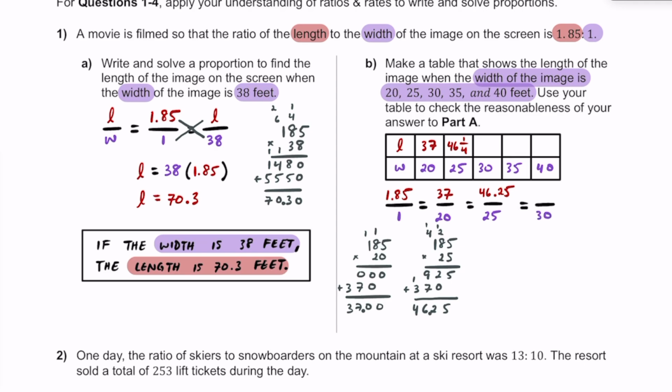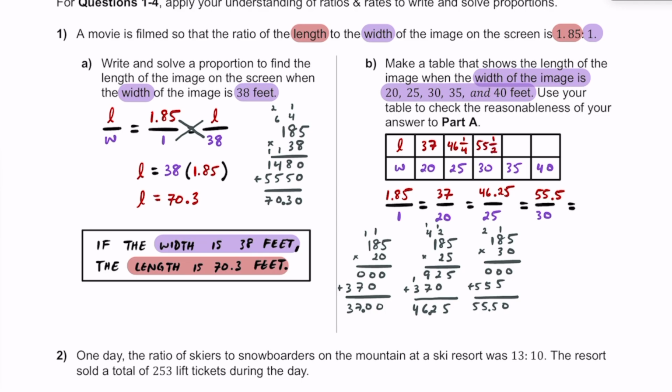Again, you could use cross products if you want to, or you can just go ahead and take this 1 multiplied by 30. So 1/8500ths times 30 would also get you what you're looking for. And so when the width is going to be 30, then our length here is going to be 55 5/10, or we can say 55 1/2.